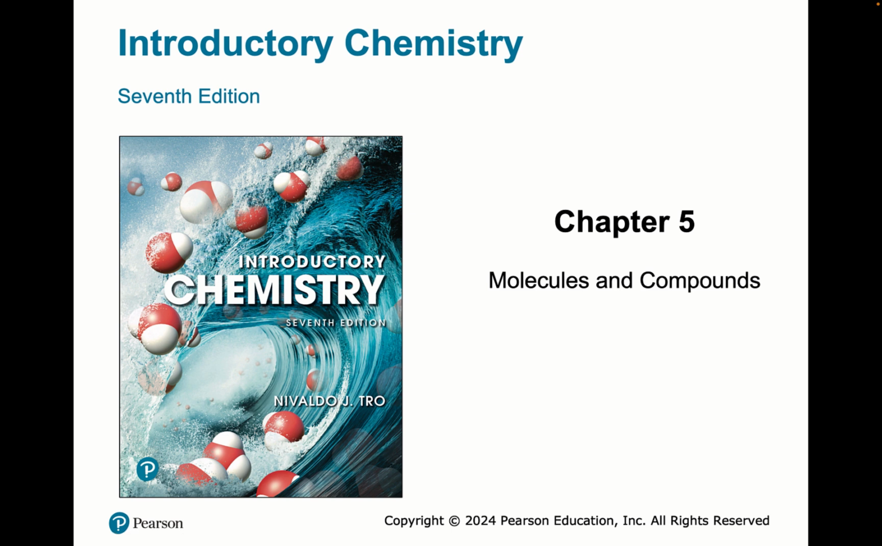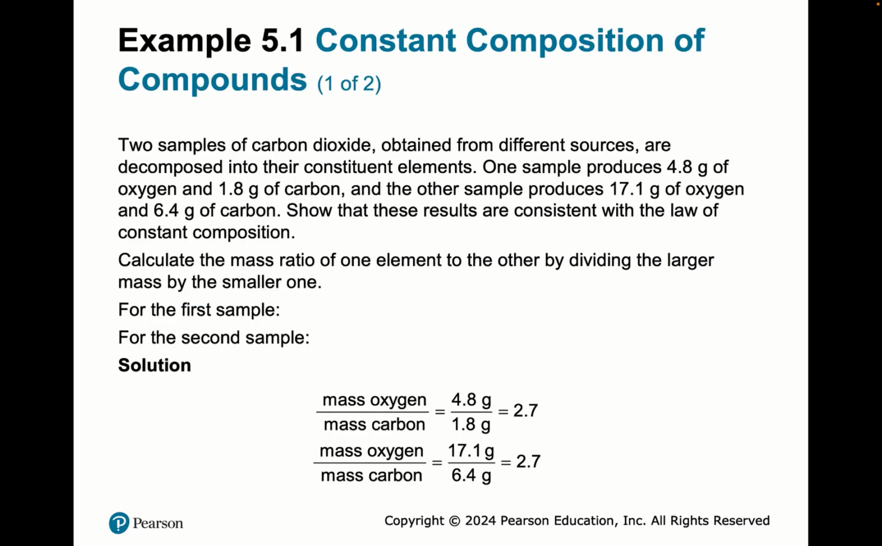So now we're going to look at some problems for chapter 5 and look at constant composition. Two samples of carbon dioxide from different sources. One sample produces 4.8 grams of oxygen, 1.8 grams of carbon. The other sample has 7.1 grams of oxygen and 6.4 grams of carbon. Show these results are consistent with the law of constant proportion.